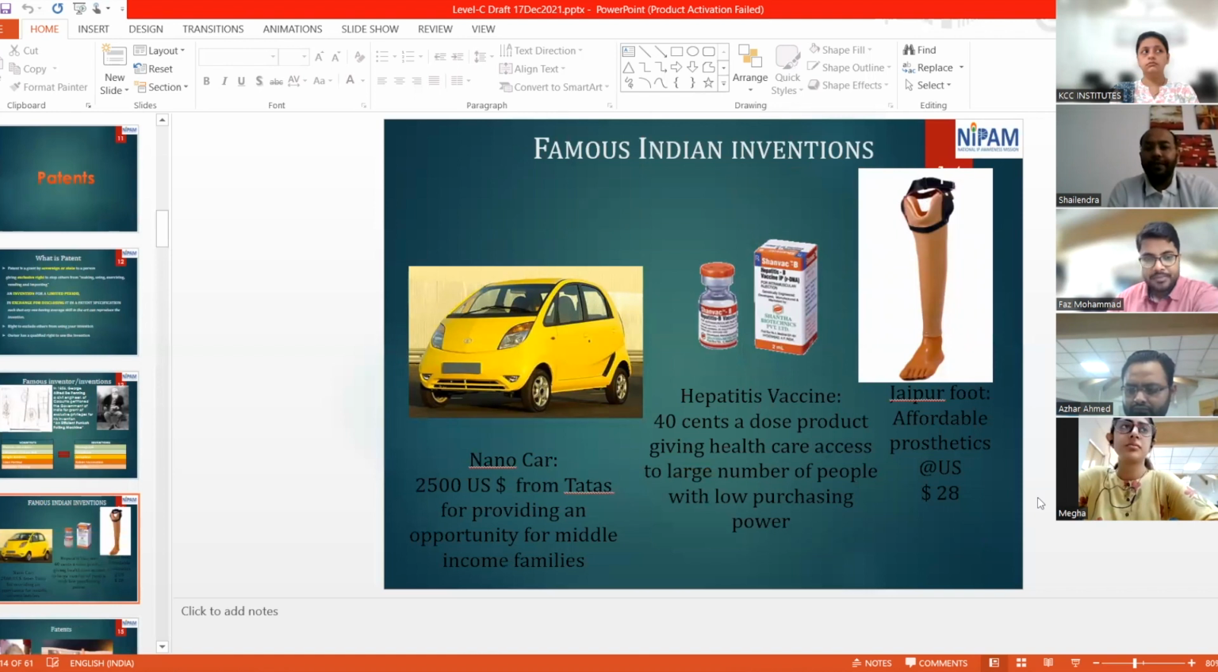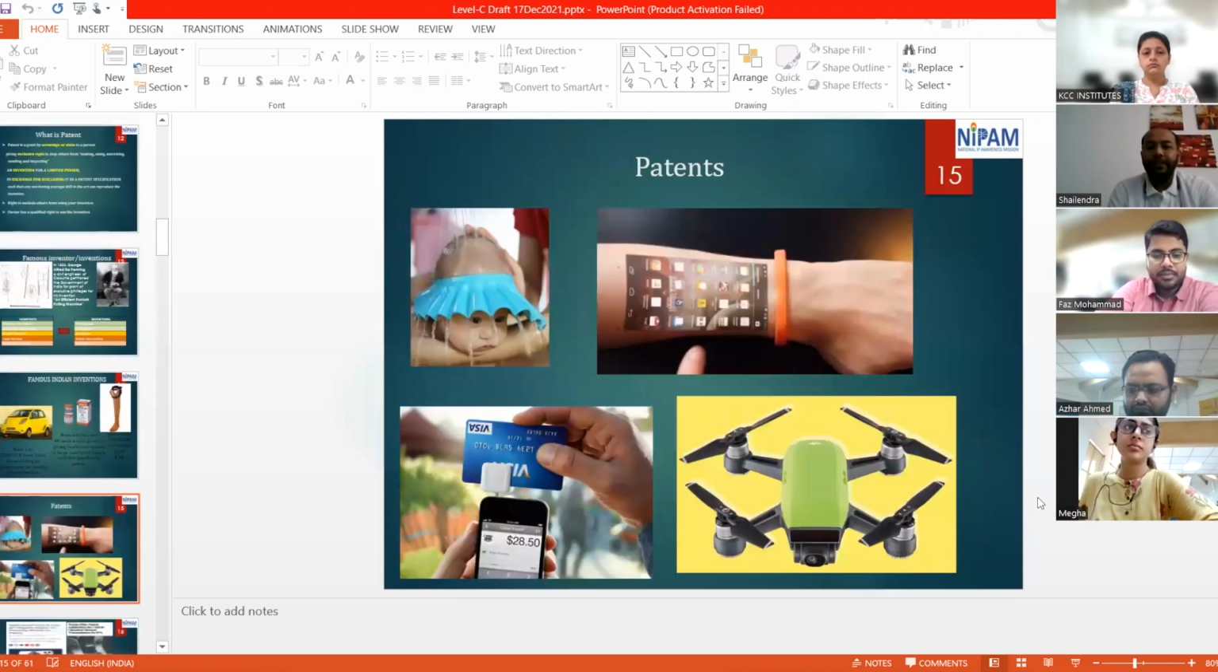Now, there are a few examples that you can see on your screen, like patents. This is a very simple example, like this hat. Now, this hat is protecting a child's face from getting wet. It's a very simple solution, but a very innovative idea of how you can protect a child's face from getting wet while they are taking a bath, when they feel irritated because of the soapy water, or the water getting into their eyes. For that purpose, someone has used his creative idea to make this type of hat.